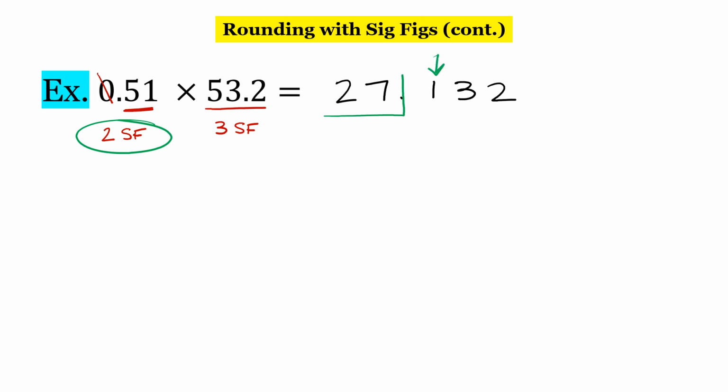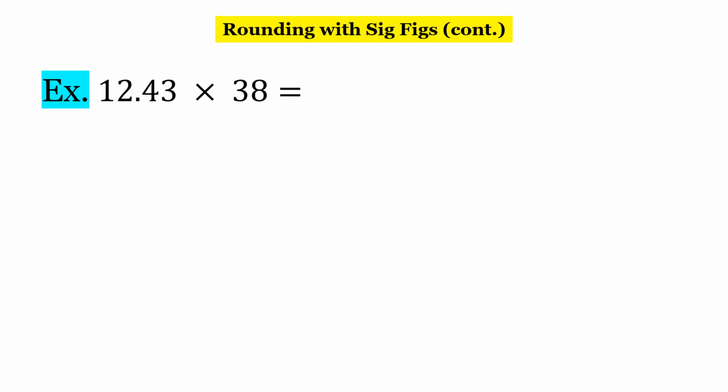We'll underline the first 2 numbers that matter from left to right, the first 2 significant digits, and then we look at the third. If we were rounding this number to 2 sig figs, it would be 27. Let's do another example: 12.43 times 38. Step 1, multiply or divide like normal. We're multiplying in this case. I got 472.34.